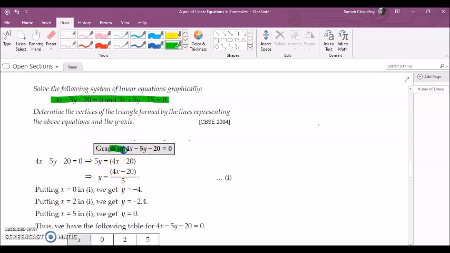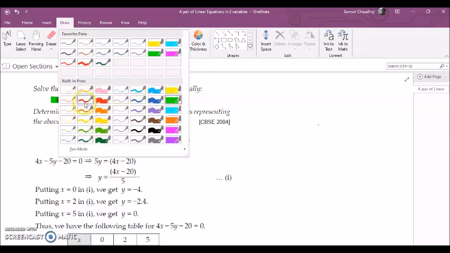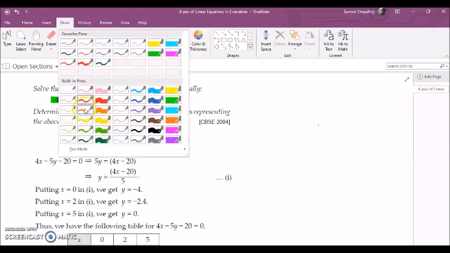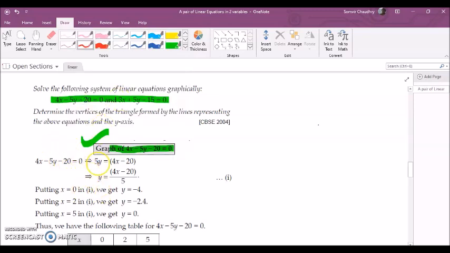This is 4x minus 5y minus 20 is equal to 0. This is our first equation. And how can we plot the graph? First of all, we try to find the solutions. Generally, we take one variable on the left hand side, like this y, and the rest of the terms on the right hand side.